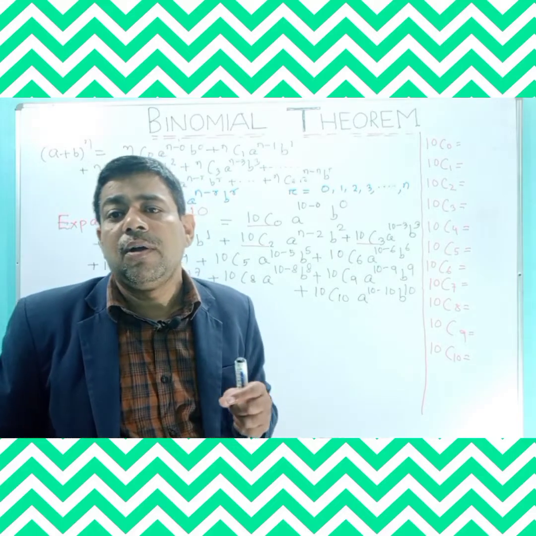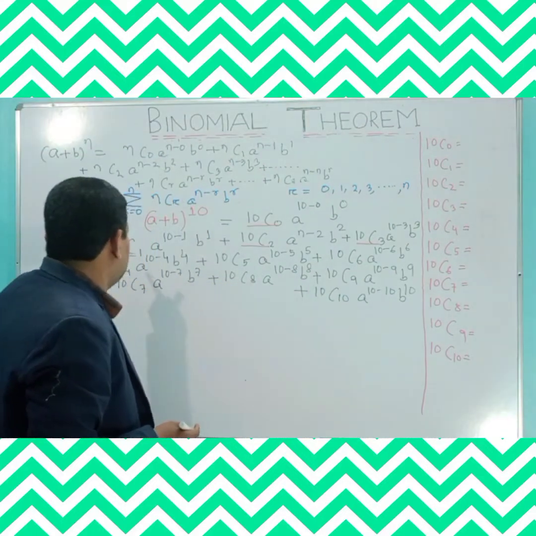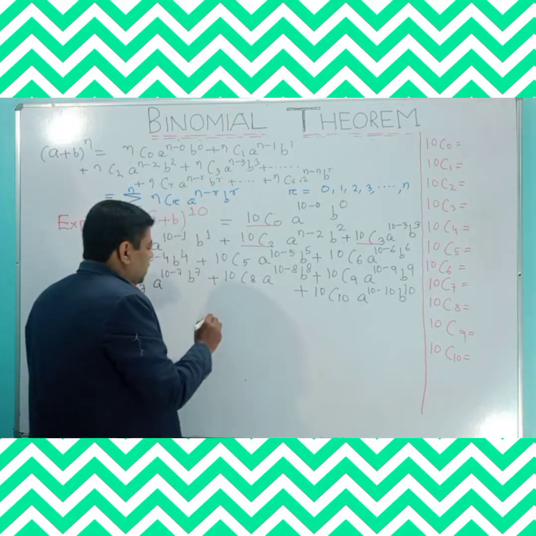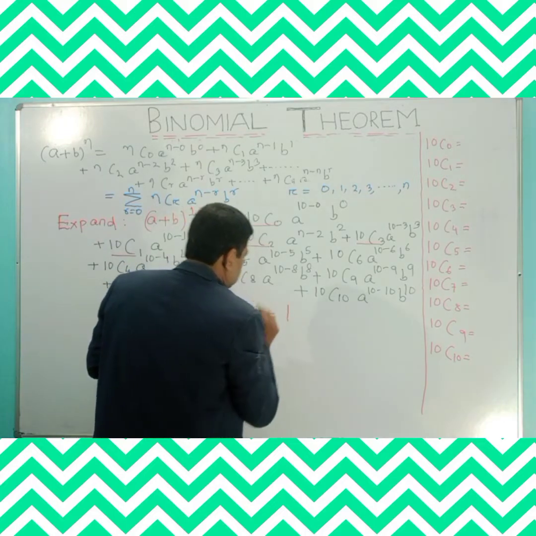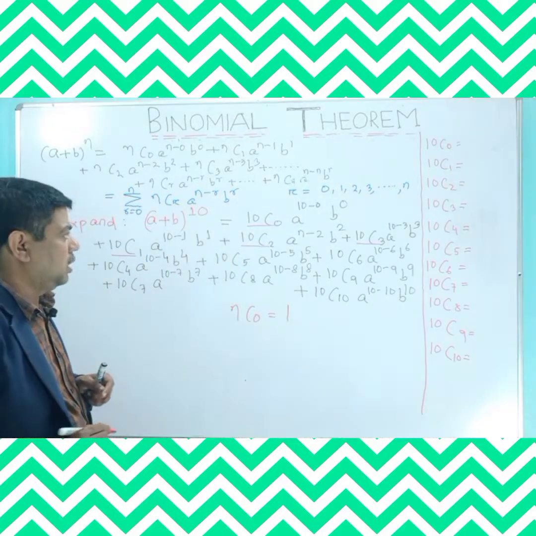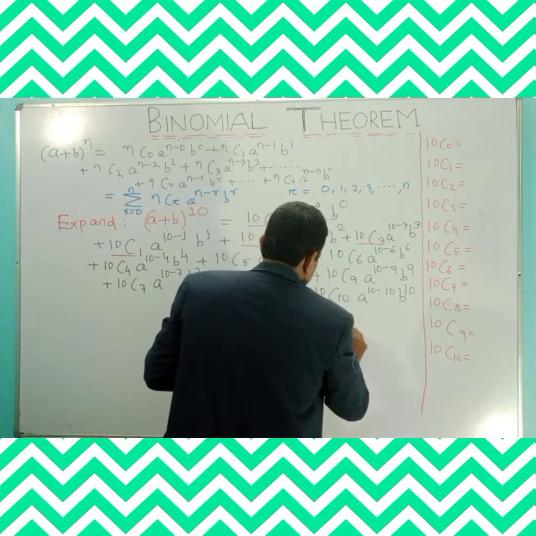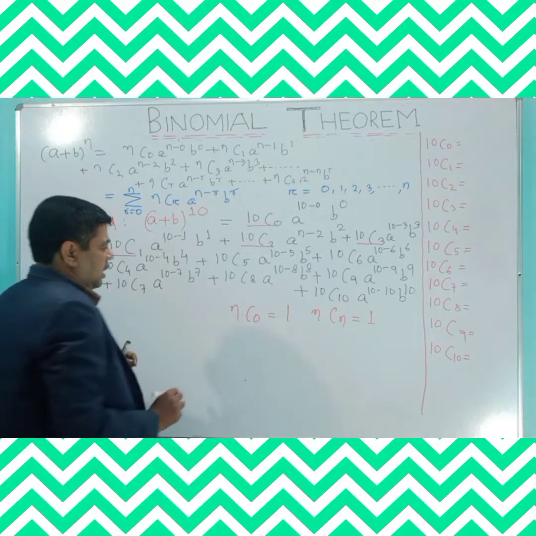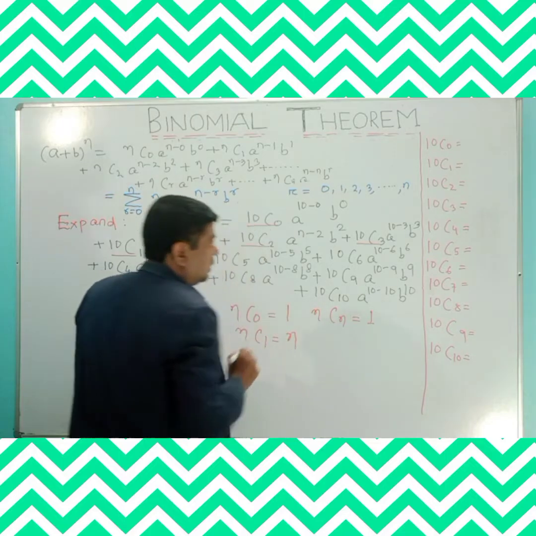So while you're expanding the binomial expression of any power, first of all you would find out the values of the binomial coefficients. So first of all, find out 10C0, and a formula we already know: NC0, the value is always what? 1. Yes, in the previous class I already told you. And NCN, the value is also what? 1. And NC1, the value is what? The value is given. Is it clear?